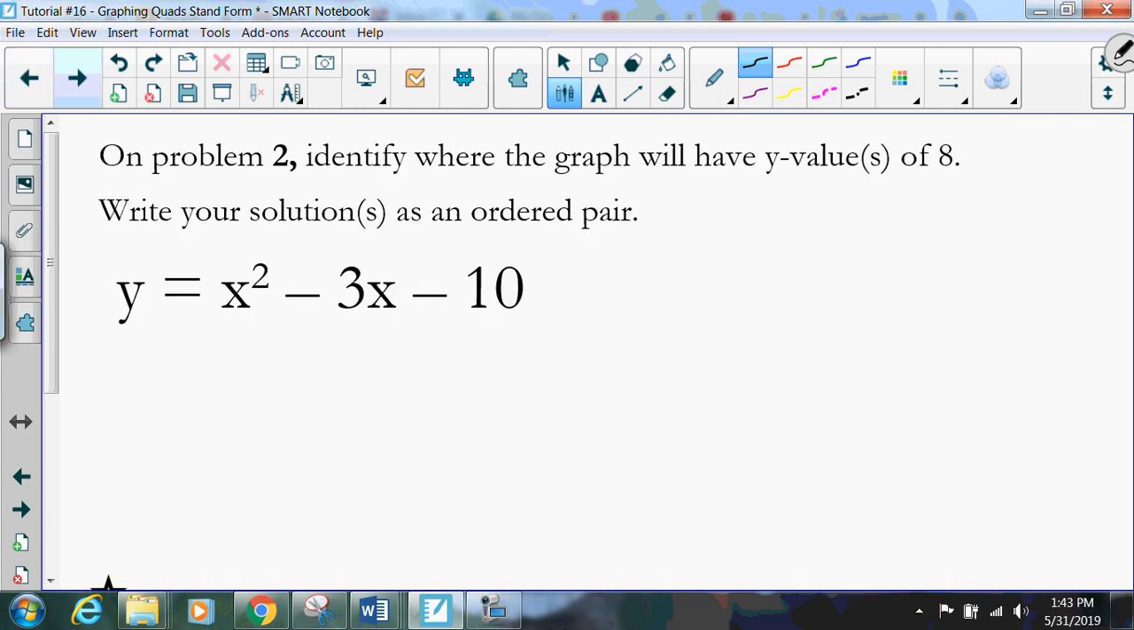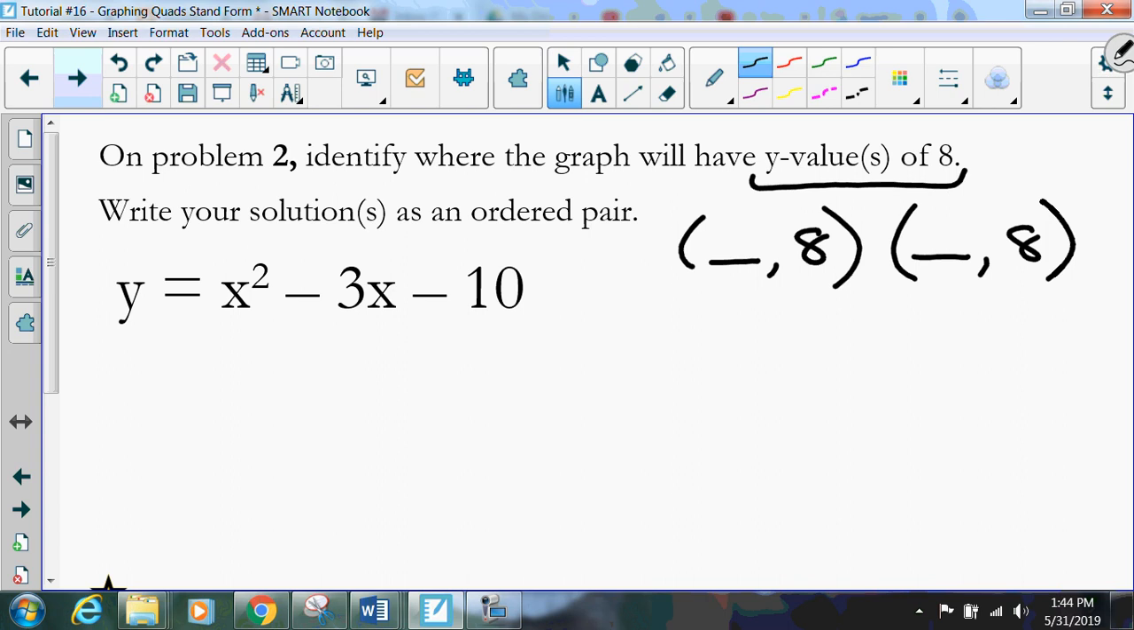Anyways, but they're basically saying there are going to be 2 points where the y value is an 8. Okay, we don't know the x value of one of those points, and we don't know the x value of the other point. But gosh darn it, we do know the y value is going to be 8. So I suggest that's how you start this problem. Knowing half of the answer already, isn't that great? There are going to be 2 points, and both of those points have a y value of 8.